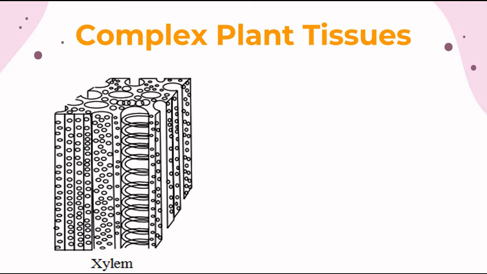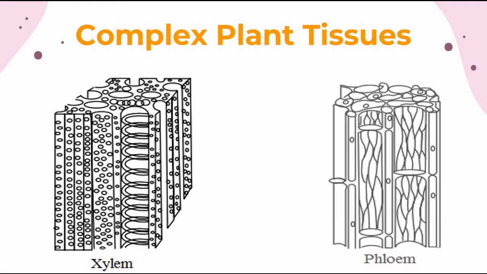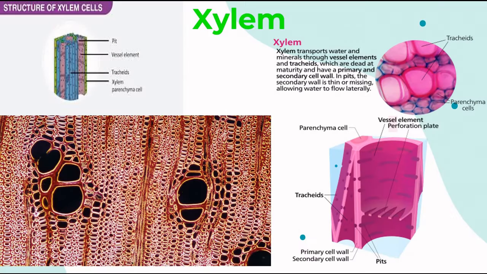This complex tissue is basically divided into two main types. The first one is xylem and the second one is phloem. There are many divisions in this chapter, so I would recommend you to make it a mind map so that it gets drilled into your brain. So let's look at each of them deeply. First, let's have a look at xylem.